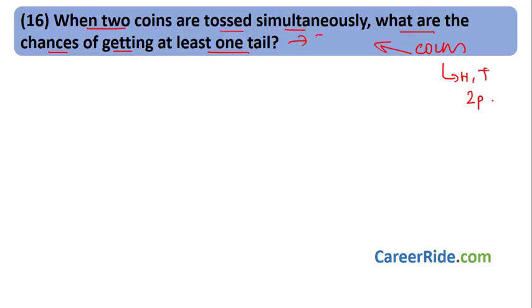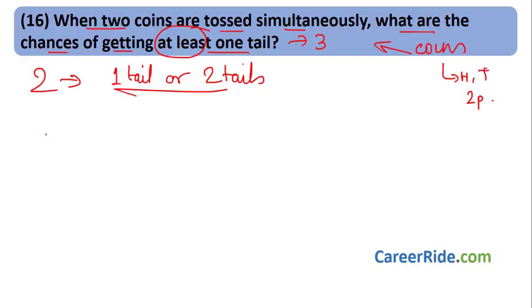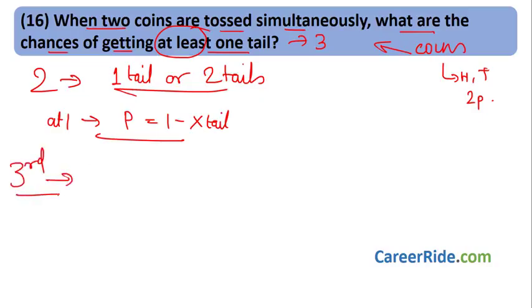Now there are three ways to solve this sum. What is one way? We want at least one tail. That means when two coins are tossed, there can be one tail, or there can be two tails, right? Now this you can solve it this way, or the probability of getting at least one tail is nothing but 1 minus probability of getting no tail. This is the second way to solve it. What is the third way? It is the easiest way, and by common sense and logic, without using any formulas, we can solve it.